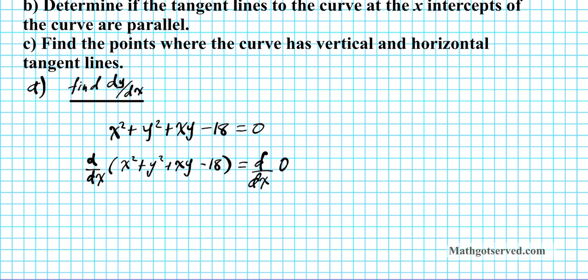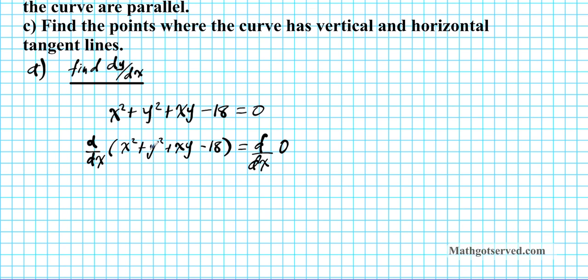All right, so just remember the whole idea of implicit differentiation. Differentiate each term, and then if the variable doesn't match the one you're differentiating with respect to, you have to append d of that variable over dx after differentiating. It's just like the chain rule, okay? So let's go ahead and differentiate this term by term.